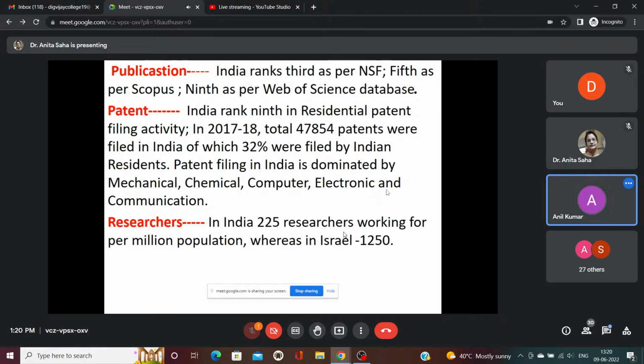In India, 225 researchers work per million population. I have already told this. Whereas in Israel it is 1250. So definitely we should do something to increase this number.